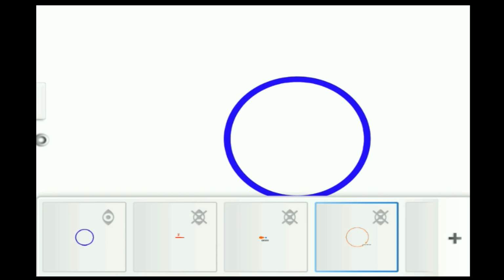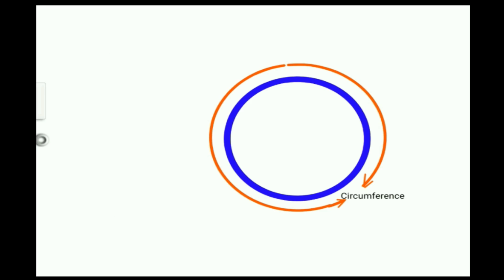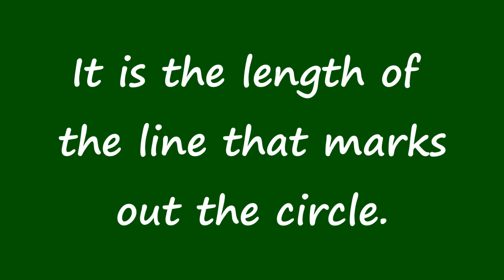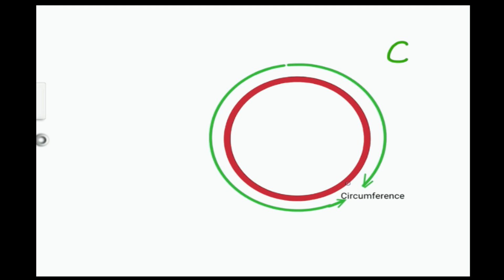Okay, this is the circumference, we also say perimeter, right? It can be designated by C. So what is the circumference or perimeter? It is the length of the line that marks out a circle. Suppose I start from here and travel one round around the circle, then I can say this is the circumference or the perimeter of the circle.